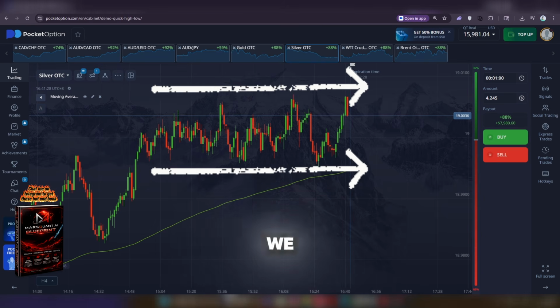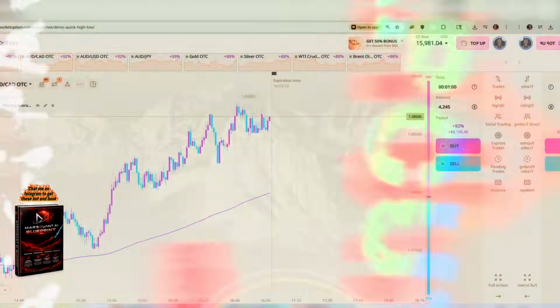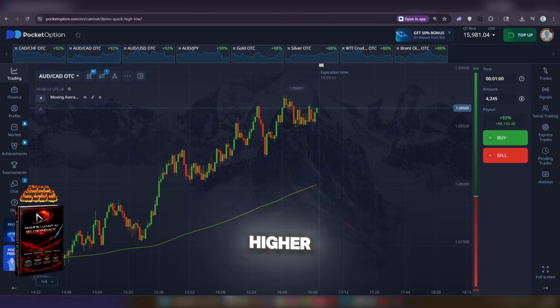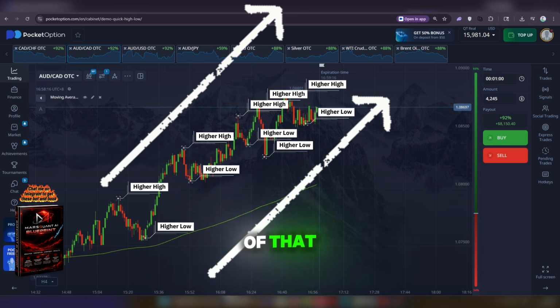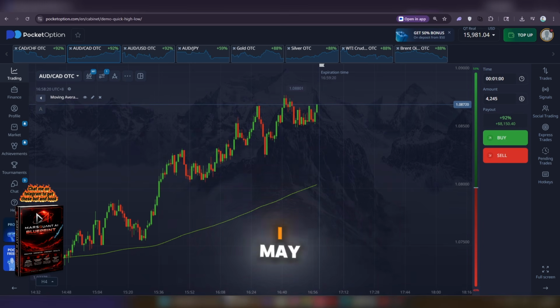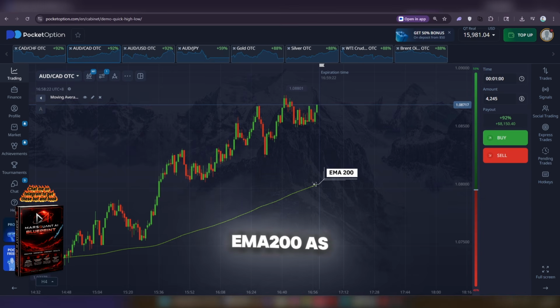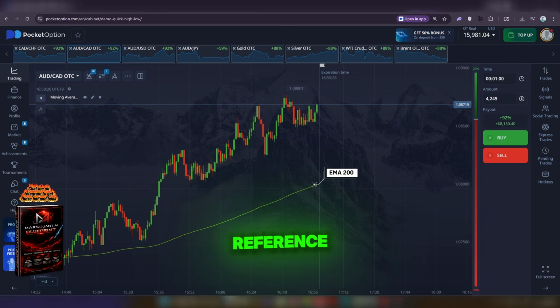In this condition, we must be more selective because there is no strong directional trend. I will focus on the outer edges of the range and avoid entering in the middle. Right now, the market is forming higher highs and higher lows. This means the current structure is bullish. Because of that, I will focus on looking for a buy from support. I may also use the EMA 200 as an additional filter, but market structure remains my main reference.